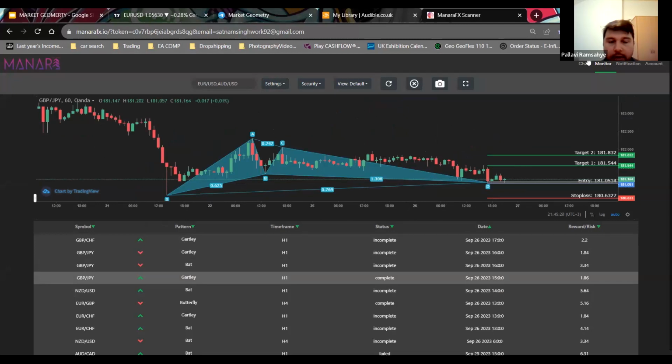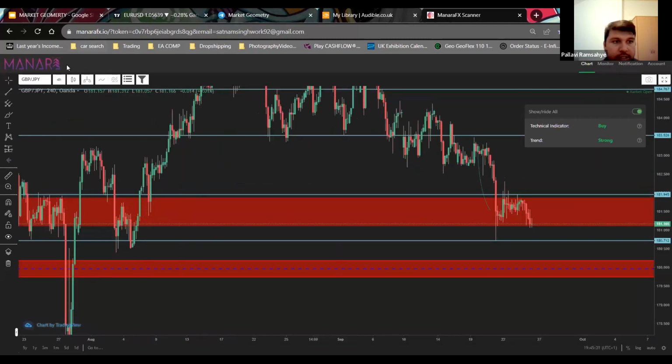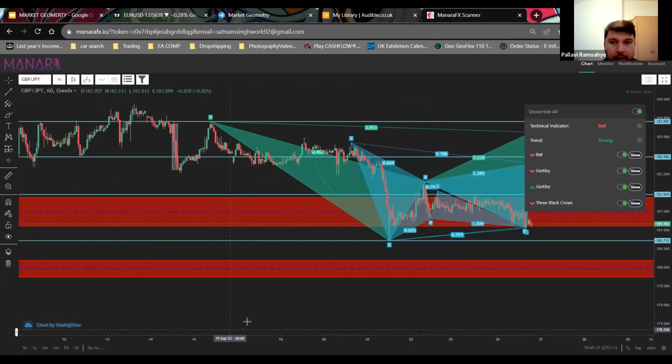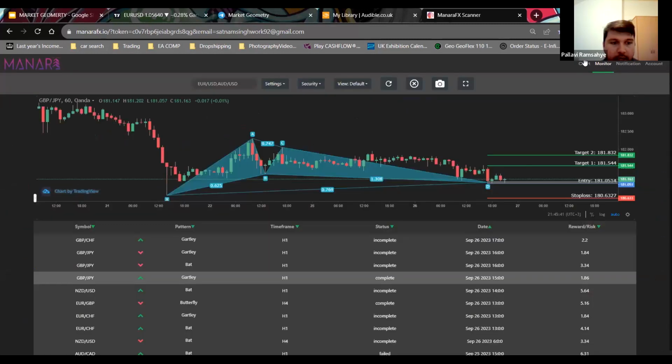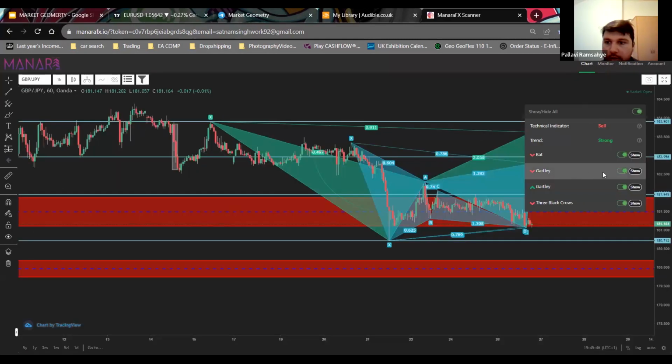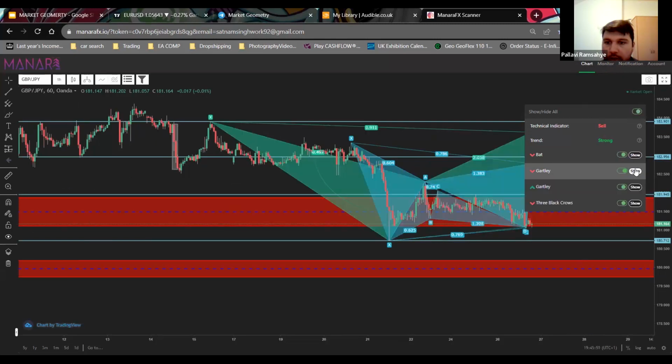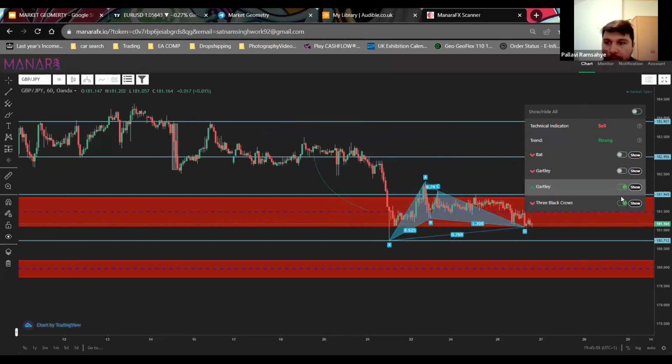So let's have a look at that. This is actually GJ, so let's go to the hour time frame. Let's see. So it's the Gartley pattern that we're looking for, and it is a bullish pattern. Let's double check that. Yeah, bullish pattern. So let's take out all of this on the time frame.